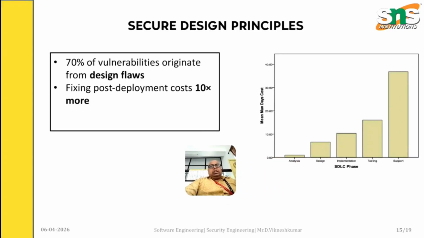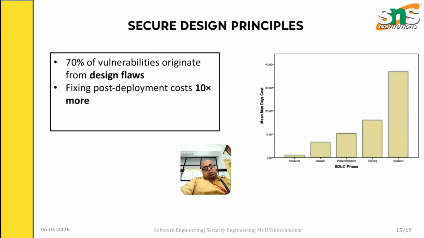So now we move to the secure design principle. 70% of vulnerabilities originate from design flaws, so we are going to fix them before deployment, at about 10% of the cost. The secure design principle applies across the SDLC process: analysis, design, implementation, testing, and support.